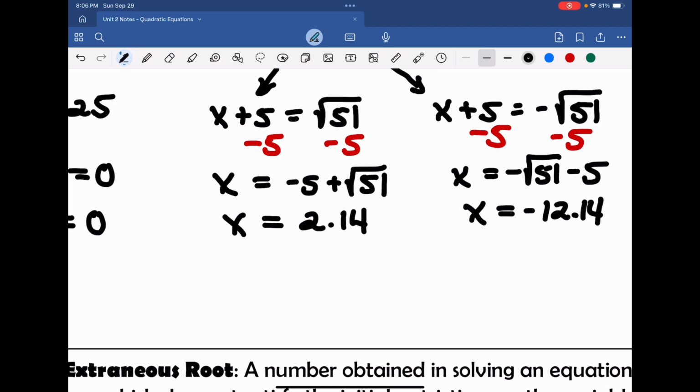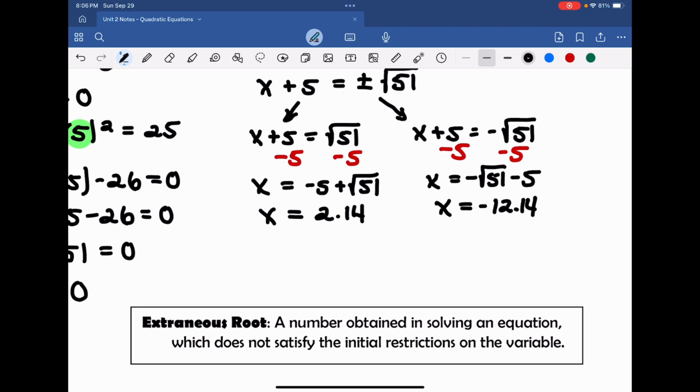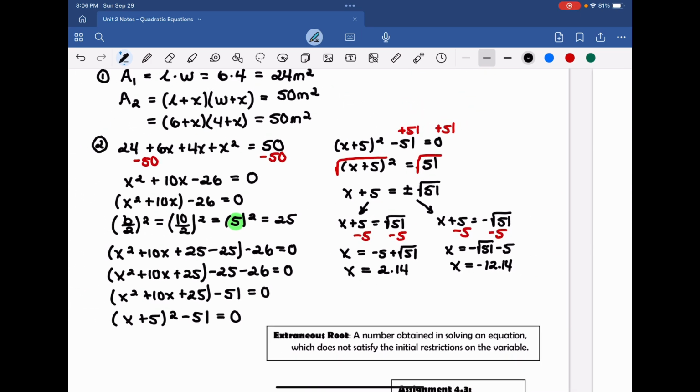Now, here's what I want you thinking about this. When we think about what these x values represented, let's just zoom out for a half a second here.